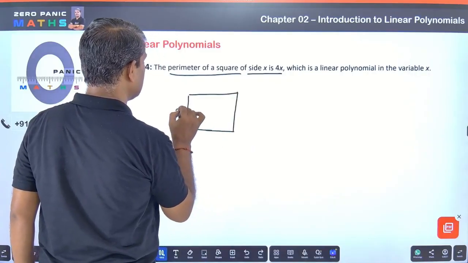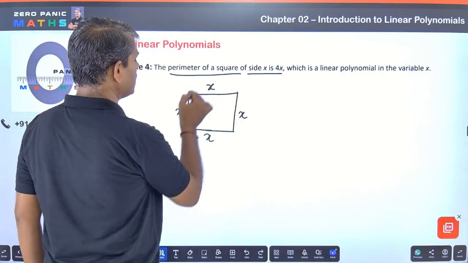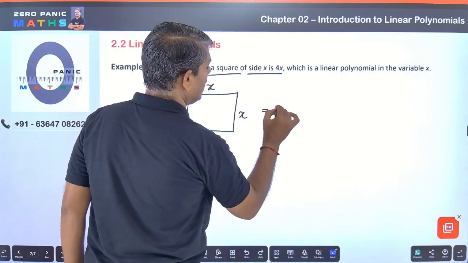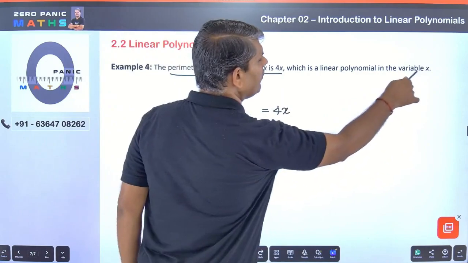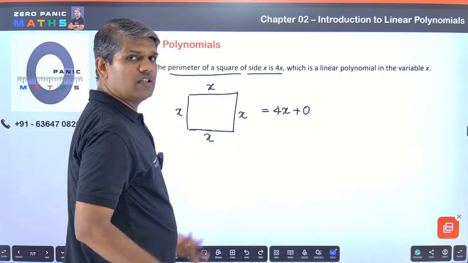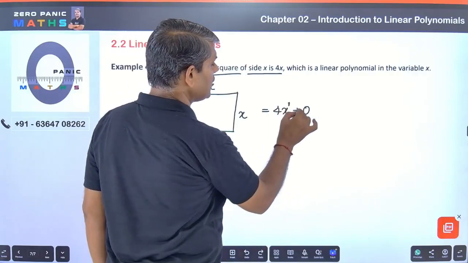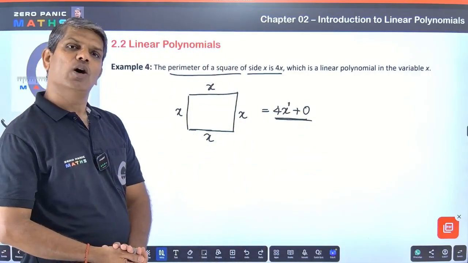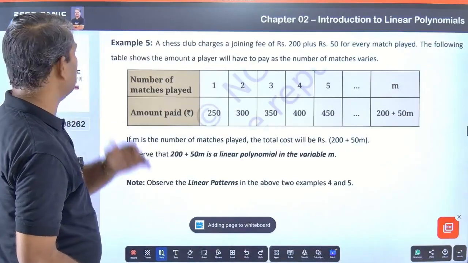If it is a square, all the sides are x in this case. So what is the perimeter of this? 4 times x. That is a linear polynomial in variable x, where the constant is 0. The linear polynomial is with power 1, right? It is 4x plus 0. There is no constant term here, but that is also called a linear polynomial. Let us see one more example to represent the linear polynomial.